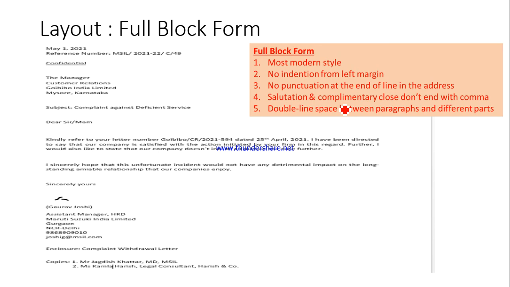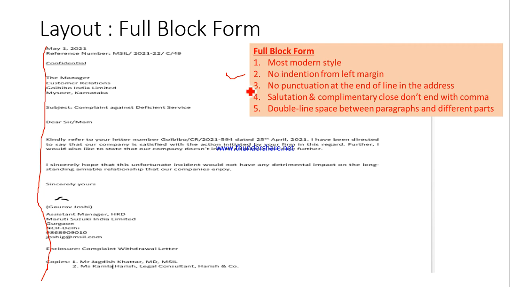So I'm starting off. Now please understand, I have told you that in full block form there is no indentation from the left margin. Now this is the left margin. I'm drawing the left margin for you. This is the left margin, this line. And do you think that there is a gap anywhere from the left margin whenever you are writing a new line or whenever you are switching the paragraphs? There is absolutely no gap from the left margin. So this is what I meant by no indentation from the left margin, right?